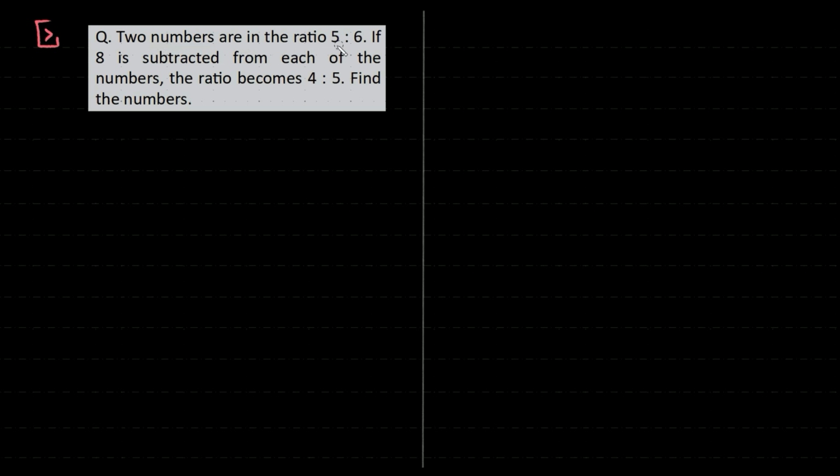Two numbers are in the ratio of 5:6. If 8 is subtracted from each of the numbers, the ratio becomes 4:5. Find the numbers.